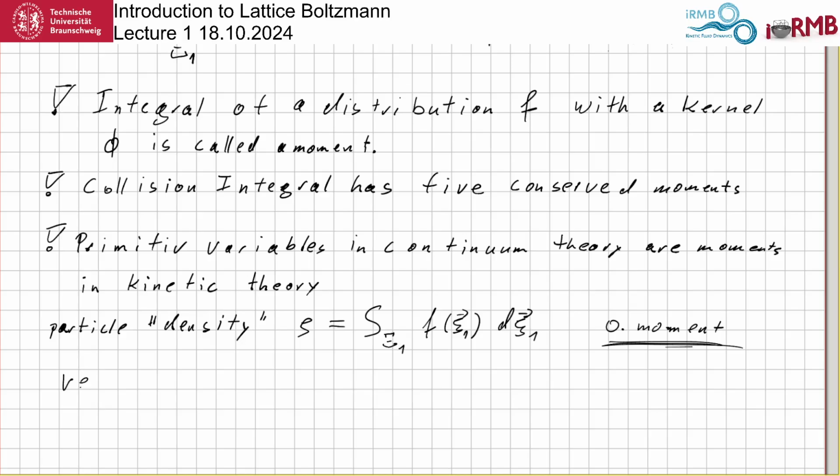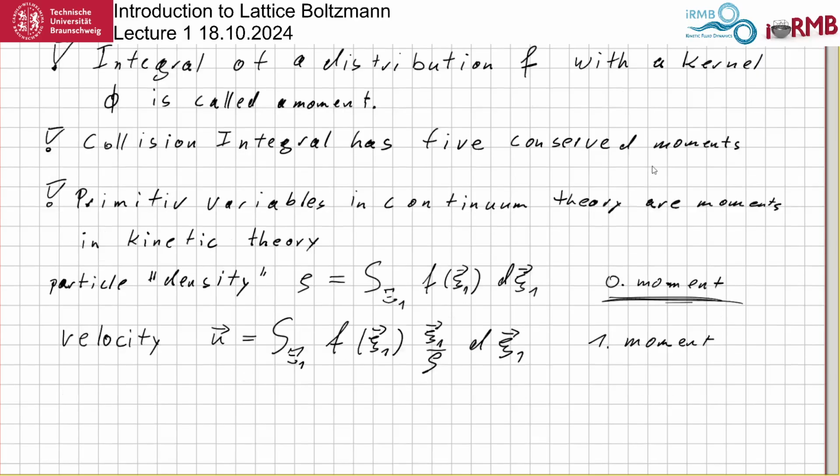Okay, so going to velocity. Velocity u is the integral over xi times f, multiplied by xi, and usually we divide by rho, and then we integrate this, of course, over all of xi. And this is the first moment. And since this is a vector, there are actually three of them.